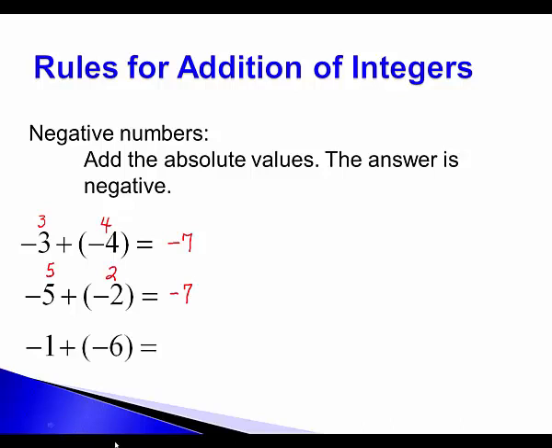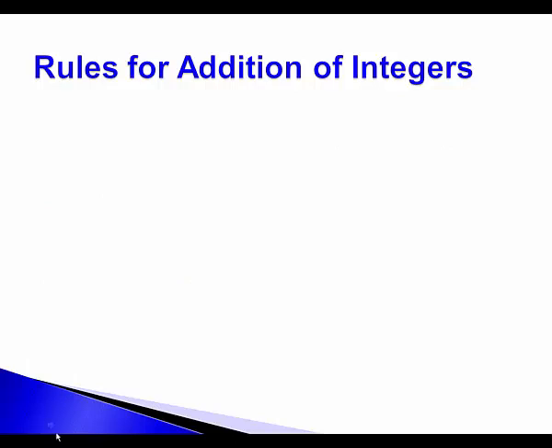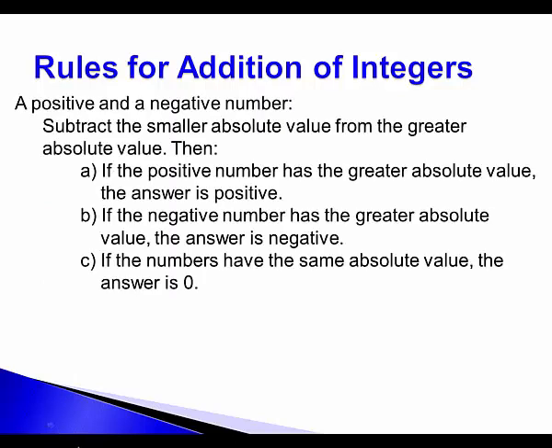And our last problem is negative 1 plus negative 6. Once again, the absolute value of negative 1 is 1. The absolute value of negative 6 is 6. And really, believe it or not, I wasn't thinking about this when I designed this slide, but the answer is indeed negative 7.